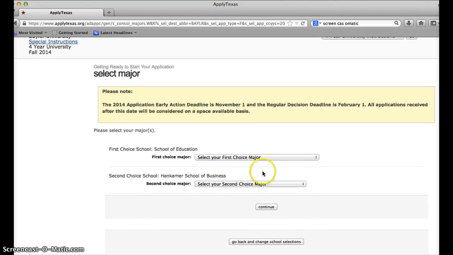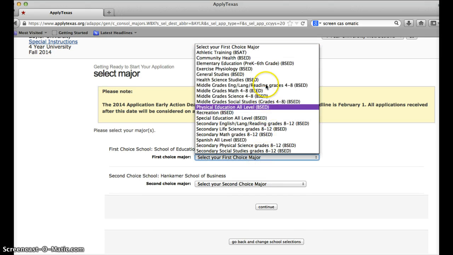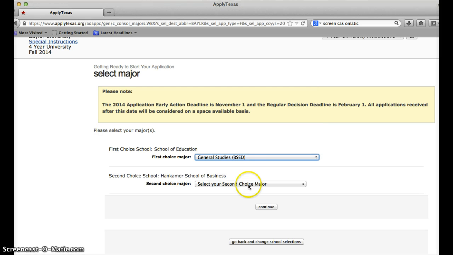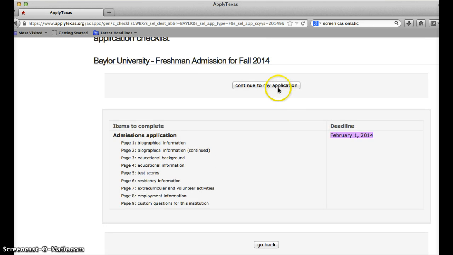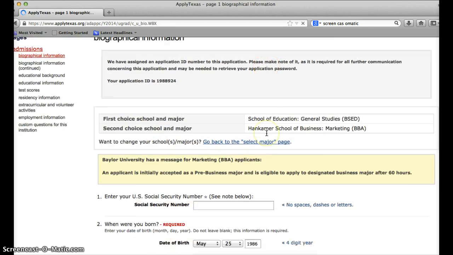And continue. And here is where you actually choose your major. So let's go with general studies and marketing. Continue. And then this lets you know you will have 9 pages. Yes, 9 pages to answer in order to complete the application to Baylor. The deadline is February 1st, 2014. So we're going to continue to my application.